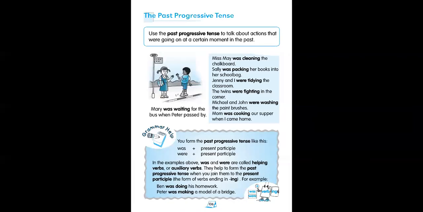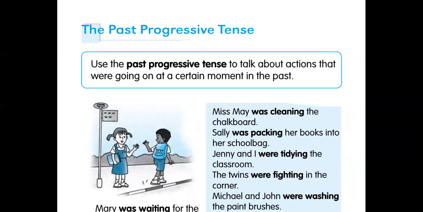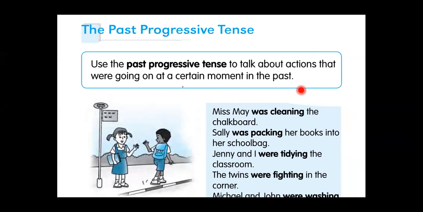Now let's start with the past progressive tense. So what is past progressive tense? We use the past progressive tense to talk about actions that were going on at a certain moment in the past. So the past progressive tense tells about actions that were going on, that were in progress, but that happened in the past. Okay, so those actions we are going to discuss.